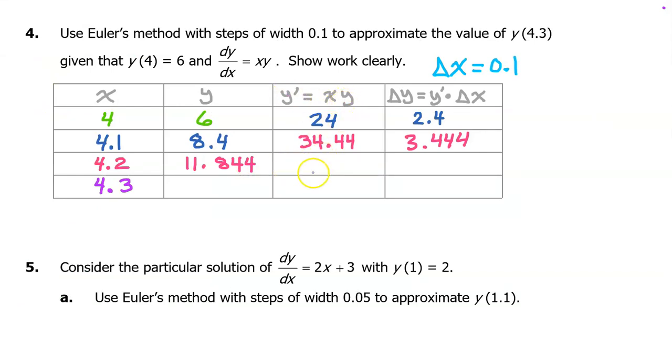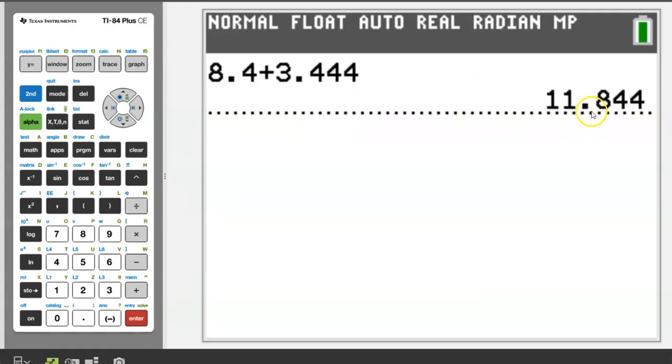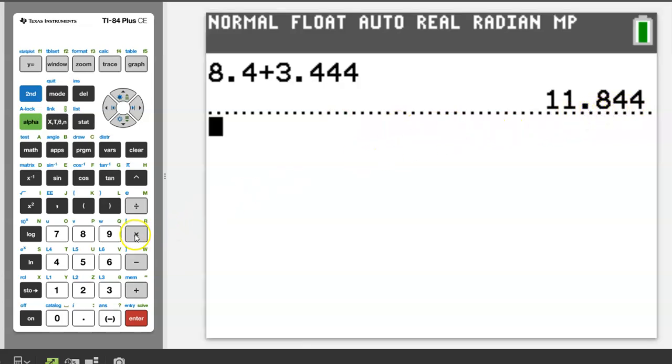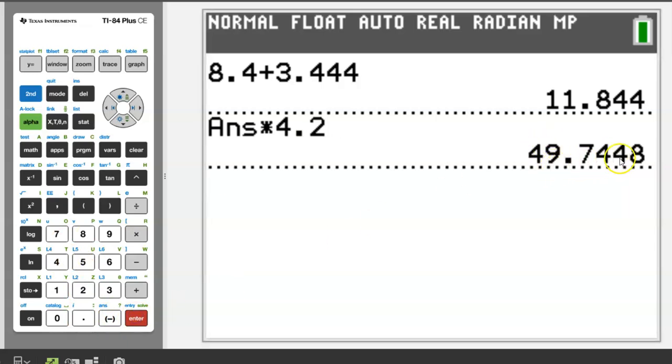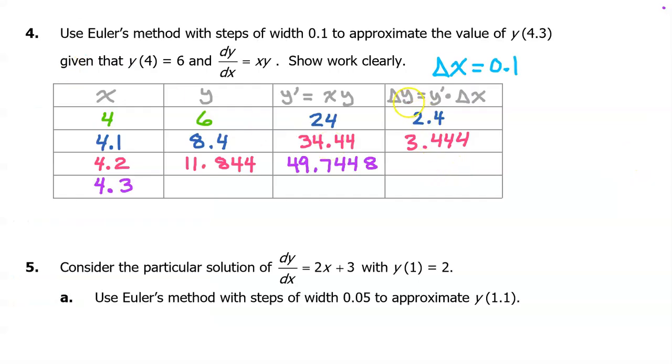Y prime is x times y, so that's 4.2 times 11.844. 11.844 is already in the calculator, so I will just hit times 4.2. 49.7448. Now we find delta y by multiplying y prime times 0.1. 49.7448 times 0.1 is 4.97448. This is the change in y, so we can find the next y value by adding delta y to 11.844.